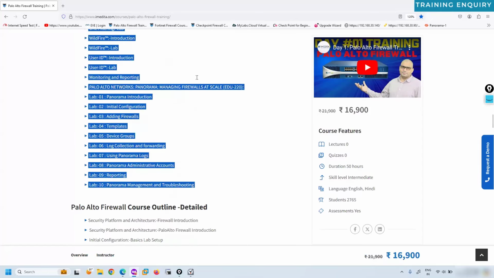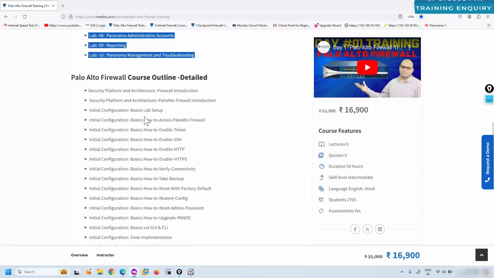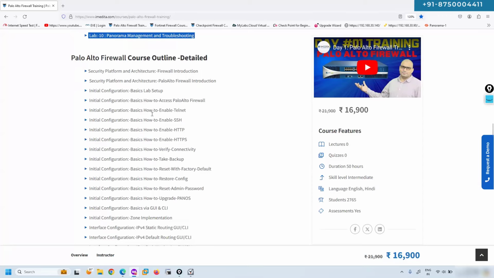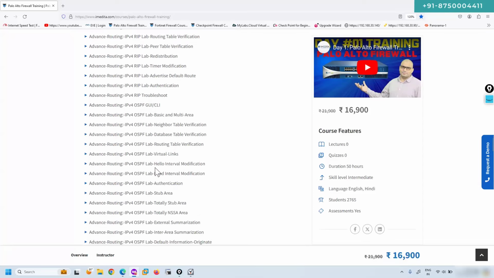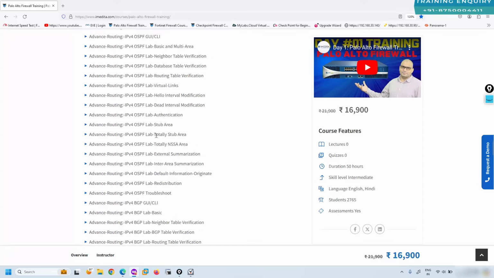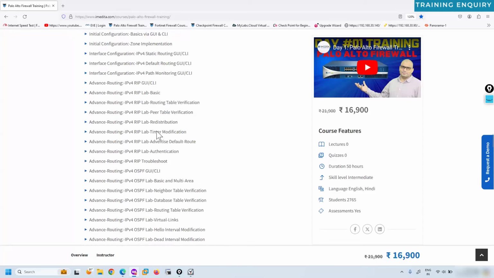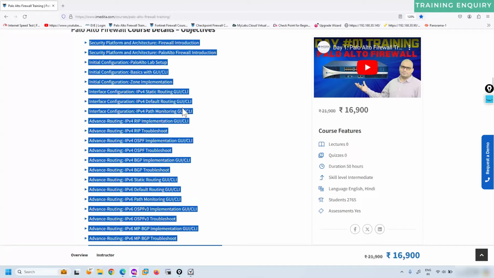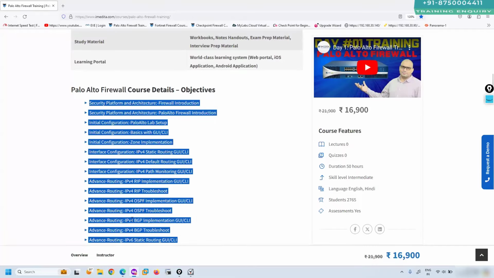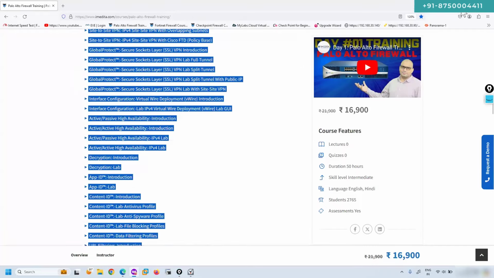Now, detailed information you can see below that content: what we will do in initial configuration, what we will do in RIP, what we will do in OSPF. You can see, and all these topics we will cover. Now, what we will do? We have copied the content from firewall introduction to Panorama management and troubleshooting.